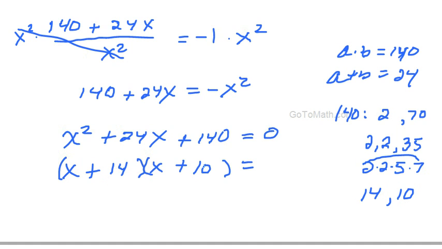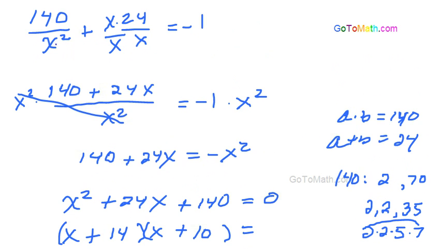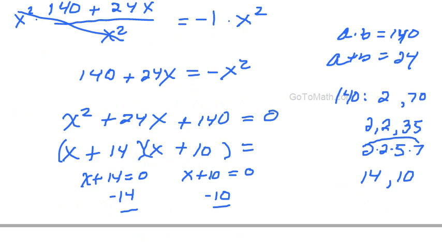x plus 14, x plus 10, because, right, 10 times 14 is 140, and I should have already gotten this. And then you add these together, you get 24. Okay. So you would set both of these equal to 0, and we did this earlier, so this shouldn't be a big surprise. So this one's going to be negative 14 and negative 10. These are going to be the solutions to this equation up here. Negative 14 and negative 10.